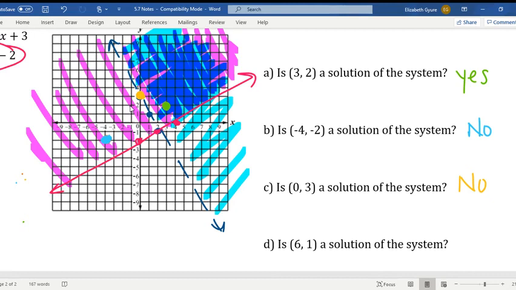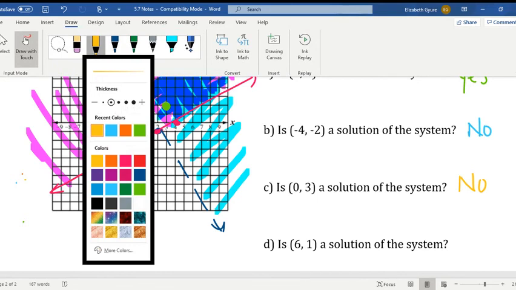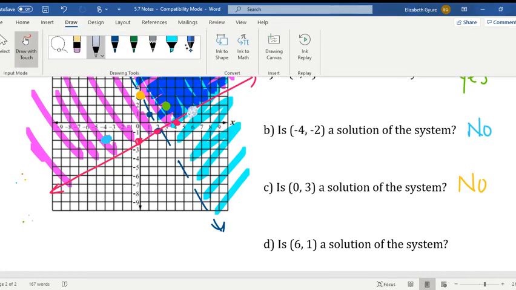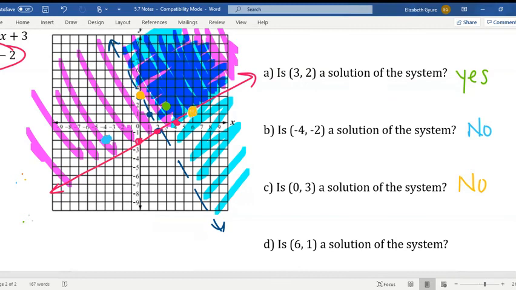All right, and then last one. I don't have another good color to use here. We'll use this weird silver. Is 6, 1 a solution? So 6, 1. Now my line wasn't very neat, but it should be on that solid line, right? Yeah. I just didn't do a very good job drawing my line there. But this one, it should be on it. I just didn't have a ruler. So this one is a yes.